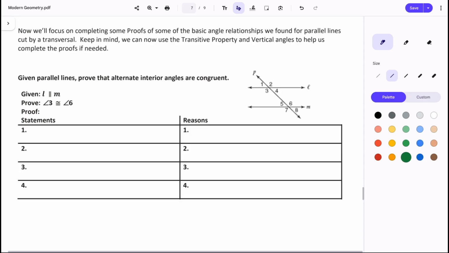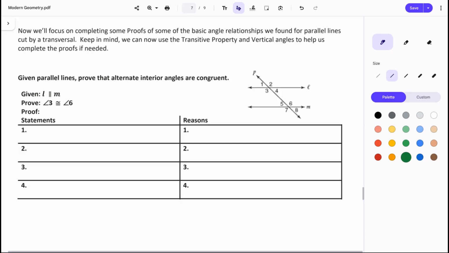It'd be like if someone was arguing with you about why you are right about something, and you just kept saying, because I'm right. Why are you right? Well, because I'm right. But you have to prove why you're right, or why you're the correct person in that situation. I can't just say angle 3 and 6 are congruent because they're alternate interior. I need to prove why that works.